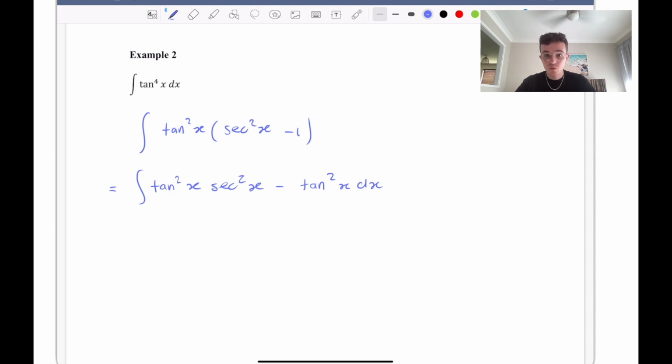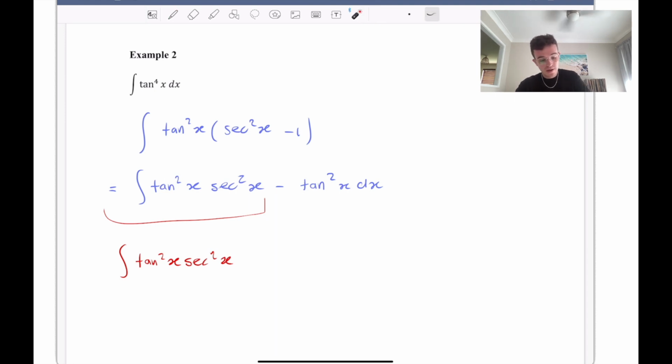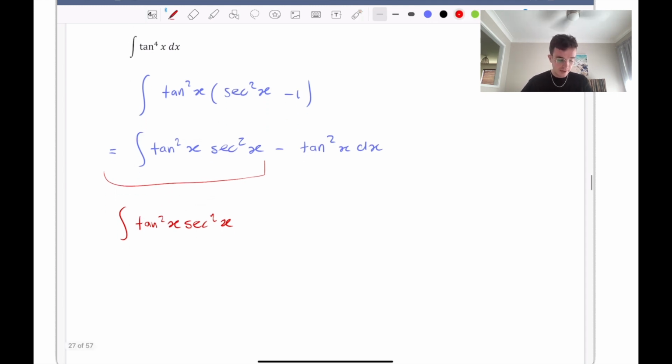differentiate tan of x, we get sec squared of x. So we might evaluate this bit first. Let's do this part of the integral first. So let's integrate tan squared of x sec squared of x. You're allowed to do things separately. As you get better at these, you'll be able to just integrate this without a u substitution, but you can just do things separately and combine it at the end.